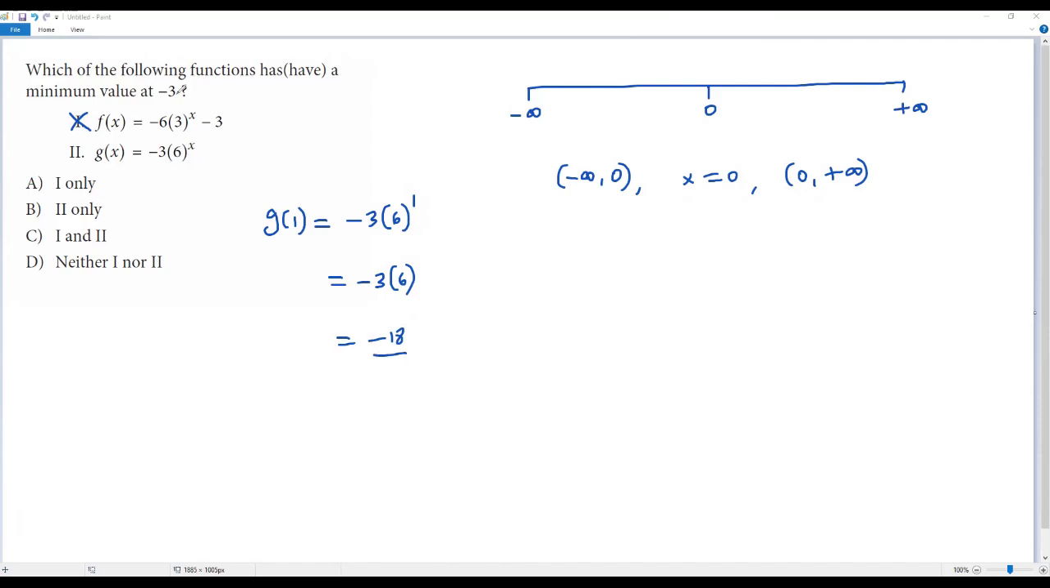This value -18 is less than this -3. So in the third part of the domain, the function g of x is getting a value which is less than -3. Since g of x is getting a value less than -3, we cannot consider this -3 as a minimum value for the function g of x. So we can reject the second function g of x as well. So both the given functions do not have a minimum value at -3. So the correct answer choice for this question is D, neither one nor two.